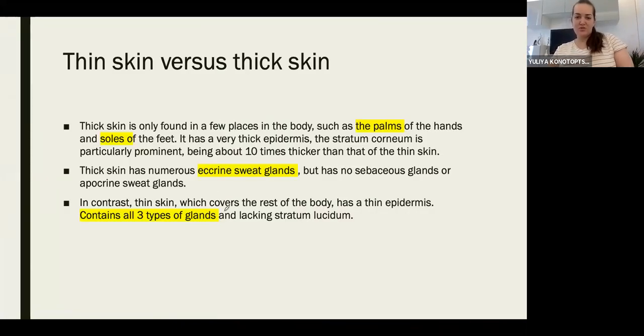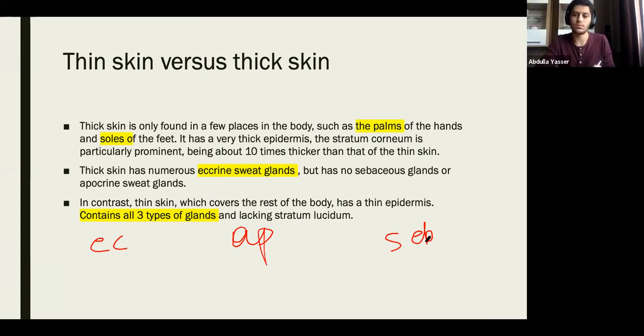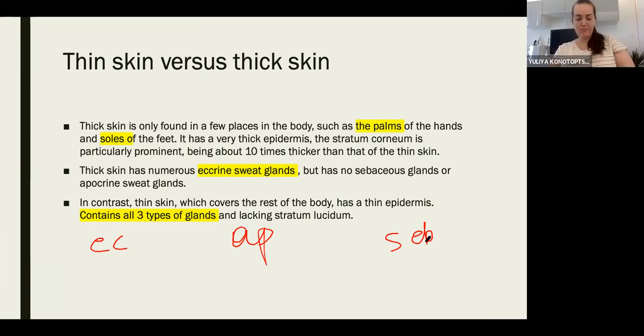So everything here is understandable. We know all of it already, just an additional thing. Eccrine sweat glands, apocrine sweat glands, sebaceous glands. Which ones are present in the thick skin? The eccrine sweat glands? In the thick skin, you have the eccrine sweat glands only. Only the eccrine sweat glands.